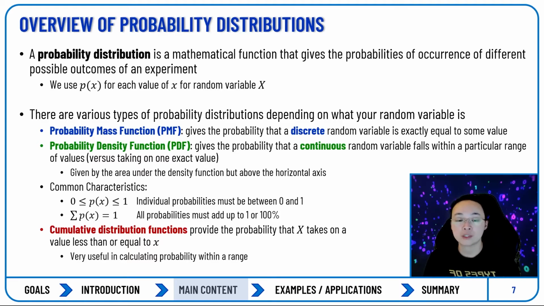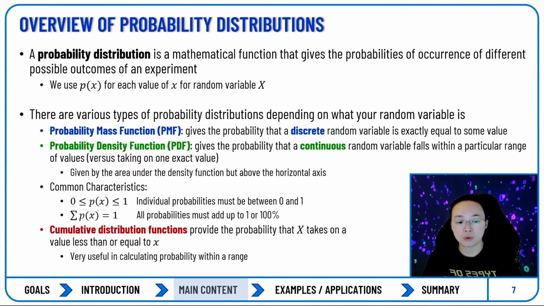Some common characteristics of probability functions, whether it's the mass or a density function: first, all the probabilities will have to add up to 1. Next, individual probabilities have to be between 0 and 1. So that makes sense. It's the same concept from before with our counting statistics. So we can now move on.